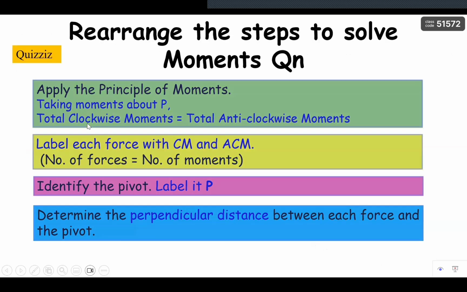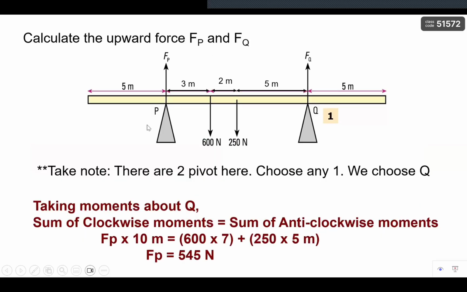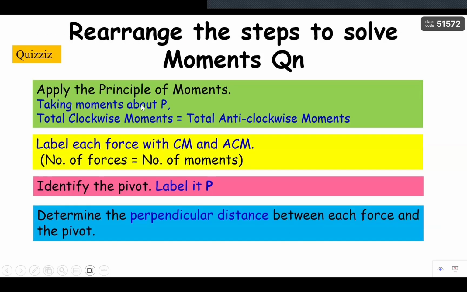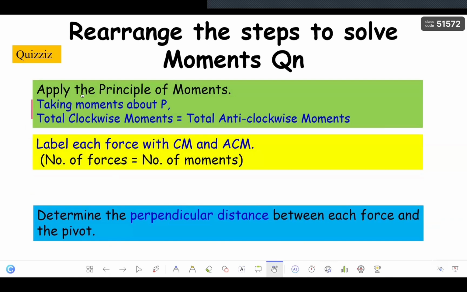Okay, so now I have all this. These are my 4 steps to solve moments questions. You think a while about how you should rearrange them to make the steps to solve a moments question. Okay, I'm going to go through now. The first step is always to identify the pivot.